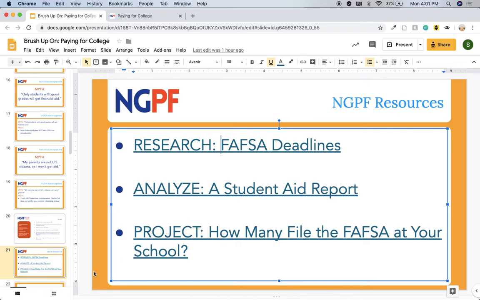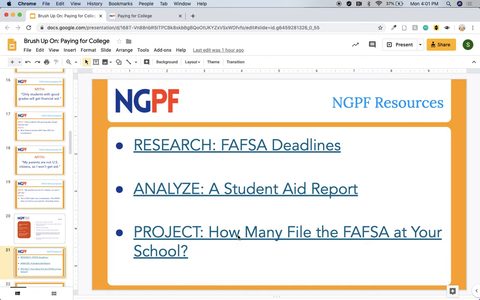And finally, we have a really awesome project here. If you plan to teach the paying for college content year over year, this is a great project to have your students get real data on how many students file the FAFSA at their school. It's really cool that if you do this project every year, you as the teacher can say, hey, last year it was this much, 5 years ago it was this much. Let's see how that data may have changed or not changed this year.